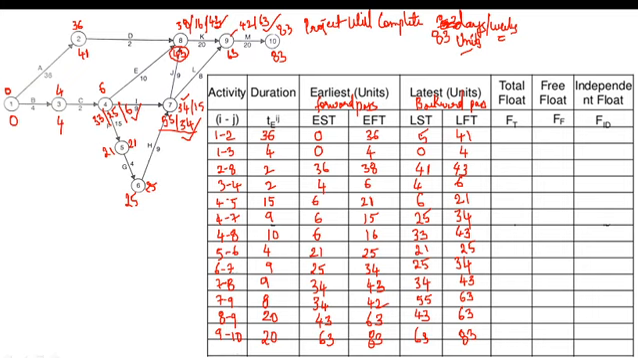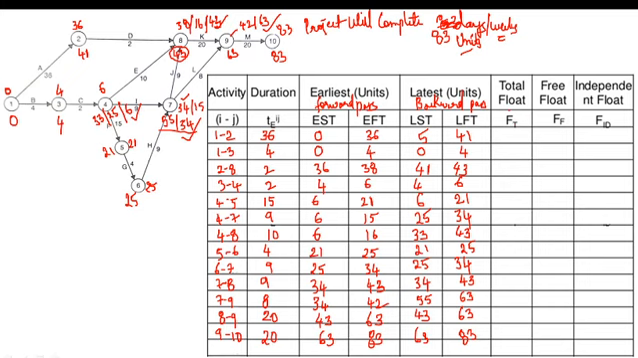So by this method, what have we done? We have calculated latest time units also. Now it is time to calculate total float, free float and independent float. How to calculate total float?